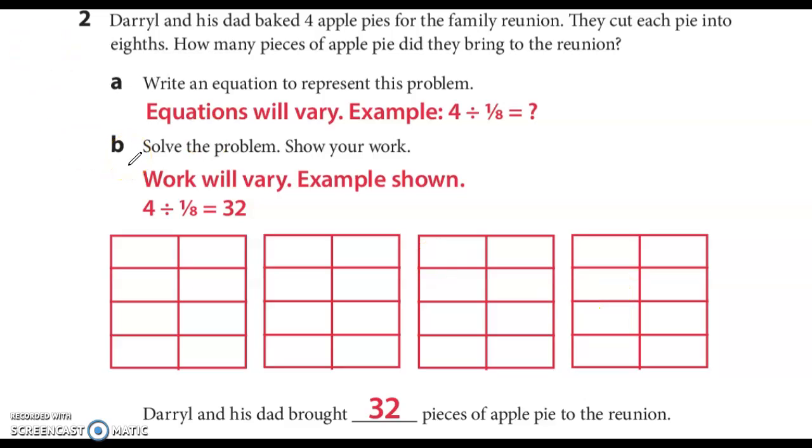Another way to solve the problem would be 4 divided by 1/8. And you could do the keep, change, flip. So keep the 4, change the sign, flip the fraction. So 1 over 8, if you flip it, would be 8 over 1 or 8. And then 4 times 8 is 32. So they brought 32 pieces of apple pie to the reunion.